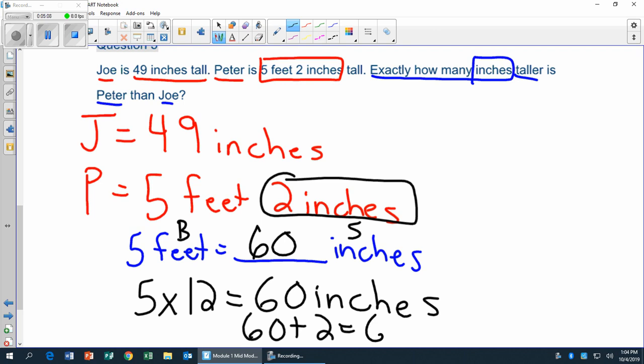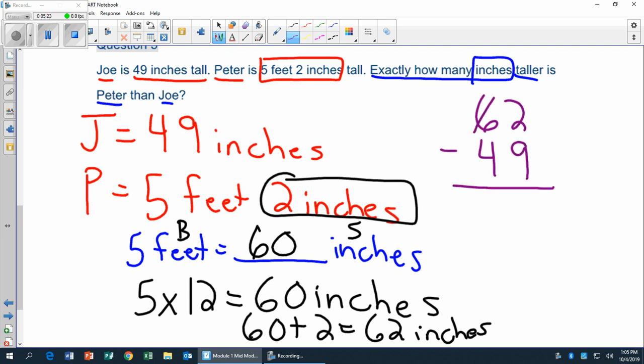Peter is 62 inches tall. And now the question asked us, how many inches taller is Peter than Joe? So we need to subtract: Peter is 62 inches minus Joe is 49 inches. We have to borrow, and so there is a 13-inch difference.